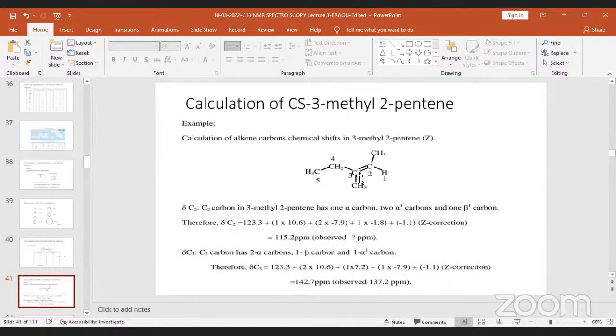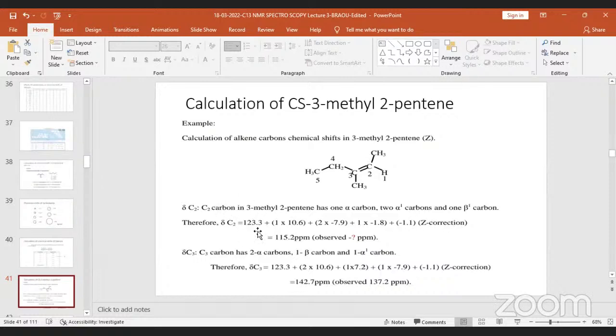Here we are calculating the chemical shift of these two carbons, the C2 carbon and the C3 carbon. First, let us see how many alpha carbons the C2 carbon in 3-methyl-2-pentene has. Only 1 alpha carbon, 2 alpha prime carbons, this and this, and 1 beta prime carbon. So you just substitute these values.